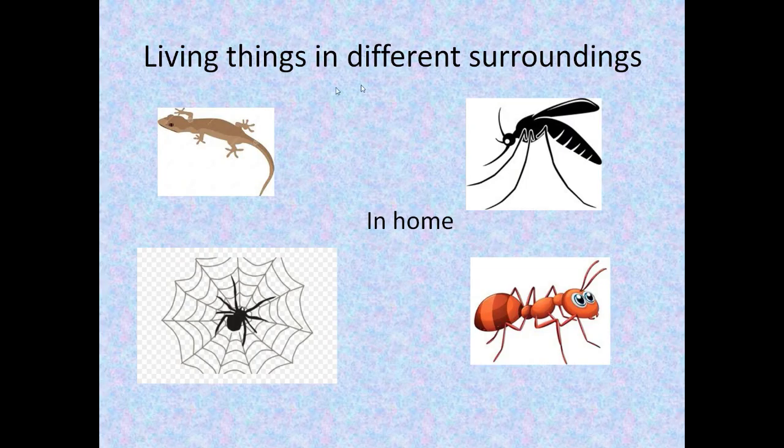Living things in different surroundings. See, all living things are living in different surroundings. For example, in our home itself, other than ourselves, lizards, mosquitoes, ants, spiders are also there. So not only human beings are living in the home, some other creatures are also living with us.